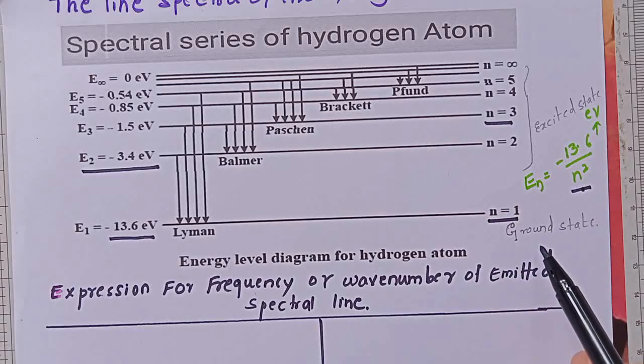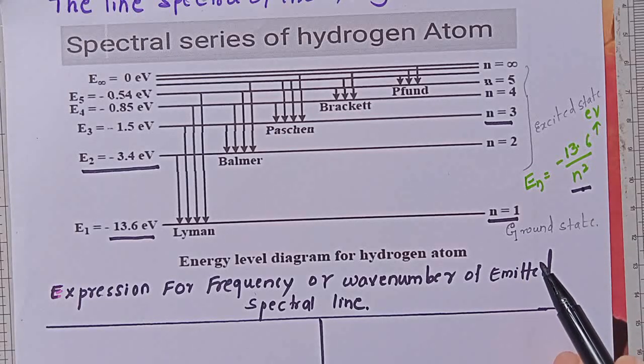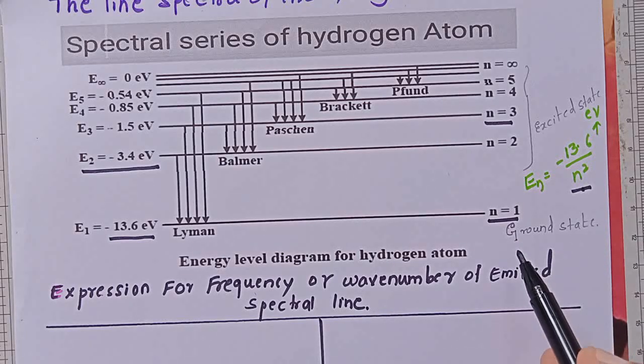The ground state, right? In a normal hydrogen atom, the electron is in the lowest energy state, that is n is equal to 1 state, that is called the ground state. Ground state means its original state. That is n is equal to 1.